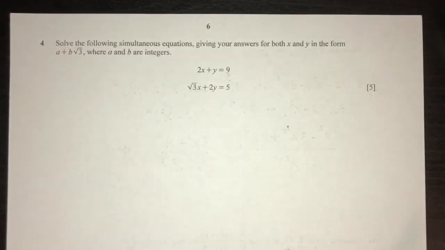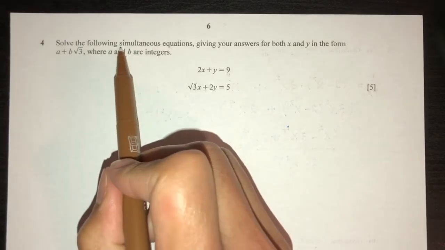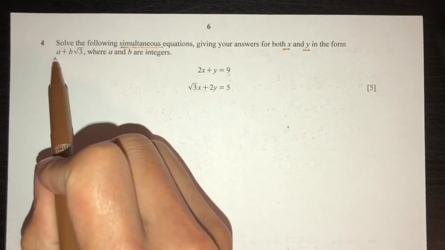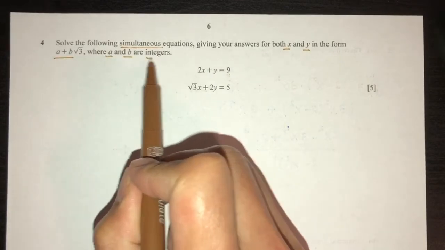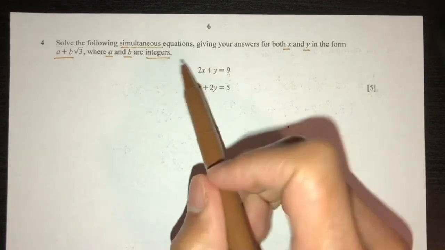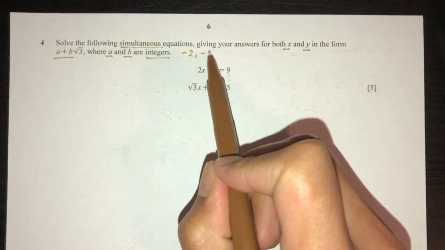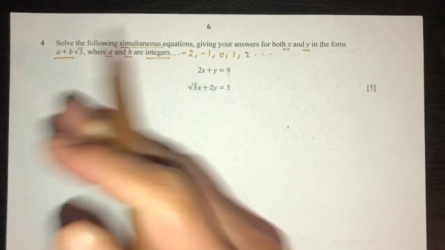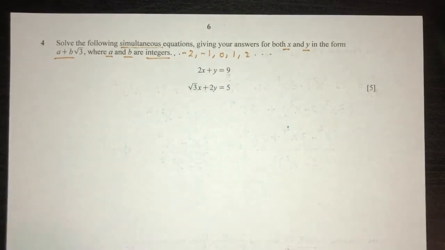Let's move on to question number 4. So solve the equation. We have a simultaneous equation giving you answers for both x and y in the form of this, where a and b are integers. Now, what are integers? Integers are whole numbers, which is -2, -1, 0, 1, 2, going on, and also going till infinity. So whole numbers, right?